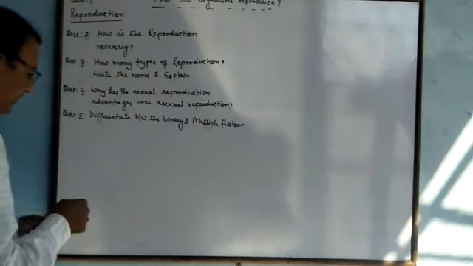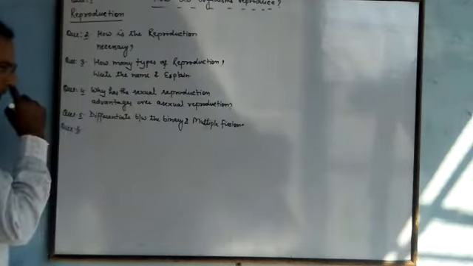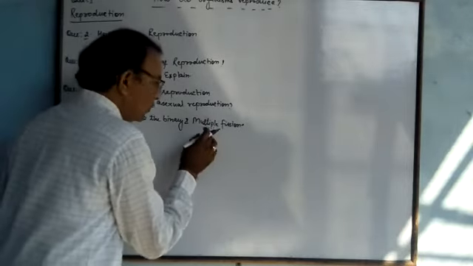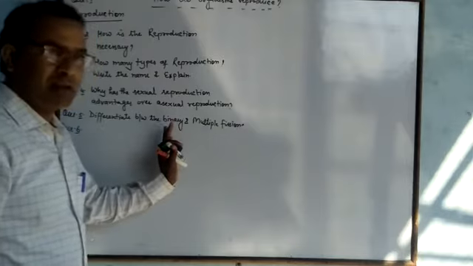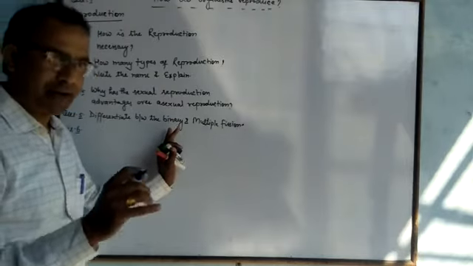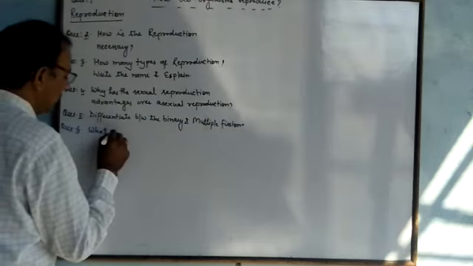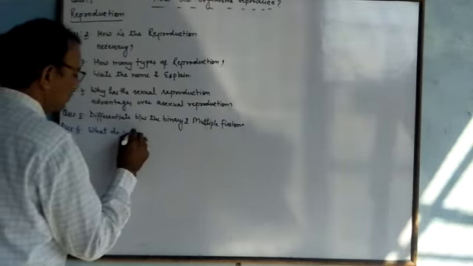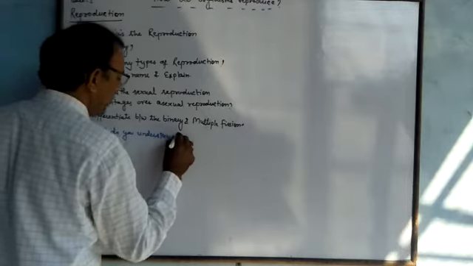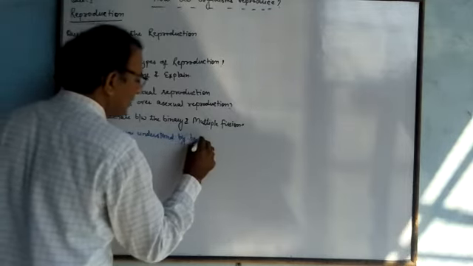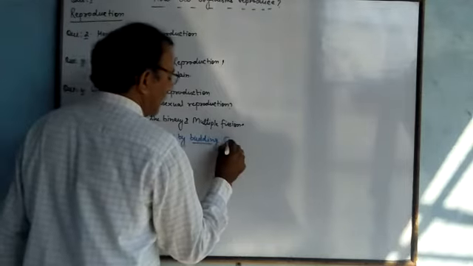Next question is you have to explain both types of fission process with the help of a diagram. Clear? Next, what do you understand by budding? Give example.